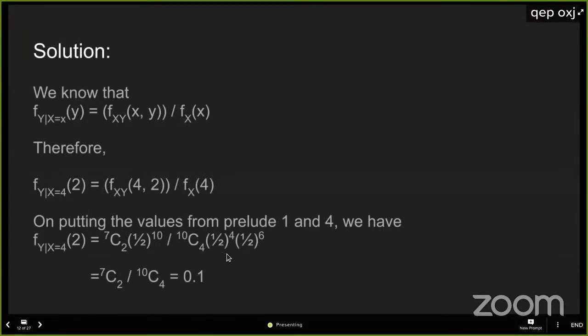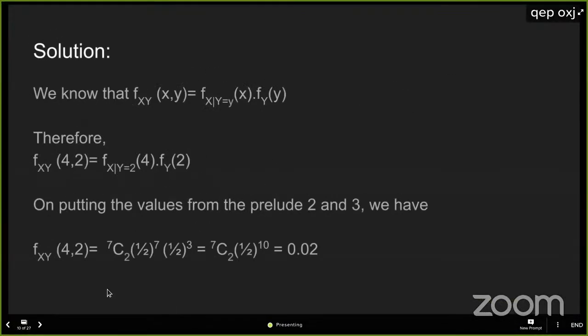Then the values would be different, no, sir? No, the same values will come. Because how did you find f_xy of (4, 2)? We are getting 0.02 here, right? That is f_x given y equals 2 of 4 into f_y of 2, right? So I can use either this formula or directly this value. You can use either of these two values. It will give the same answer.